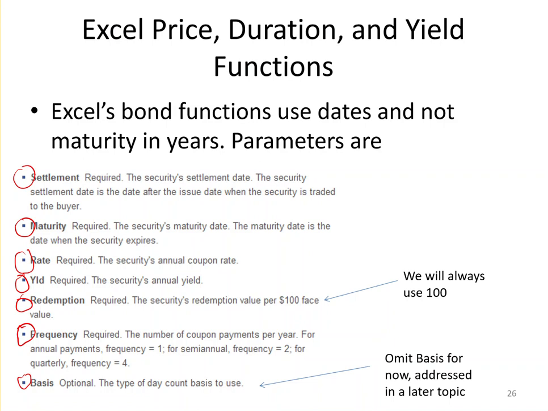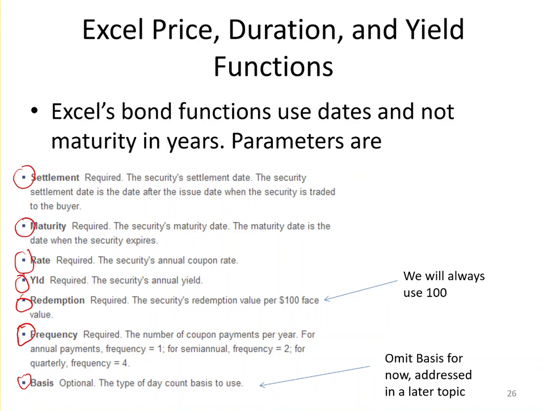So when we calculated bond value, bond duration, and convexity before, we used some homemade or user-defined functions. However, Excel has some built-in functions for bonds. There's a price function, an M duration function, which calculates modified duration, and a yield function, which calculates the yield to maturity. However, the parameters of those functions are a little bit different than the ones we've used.